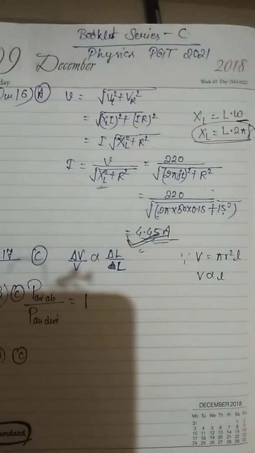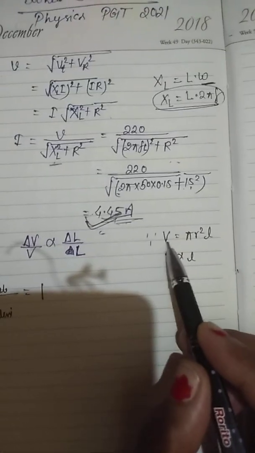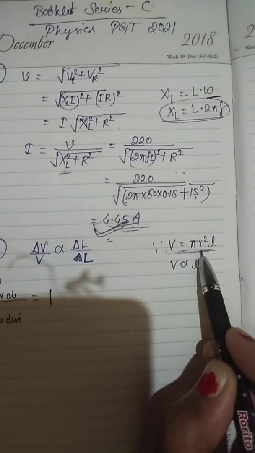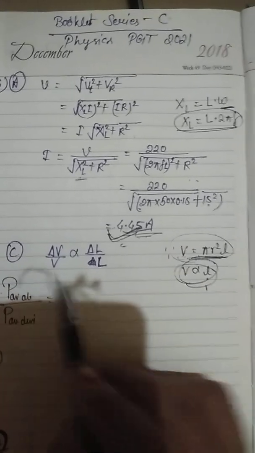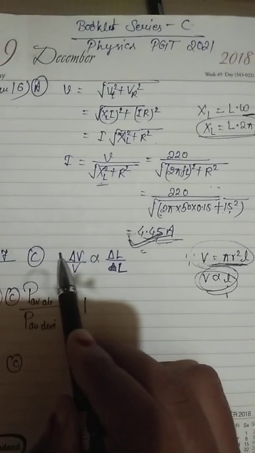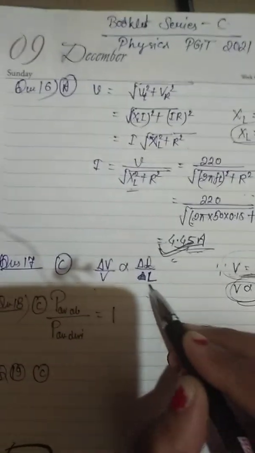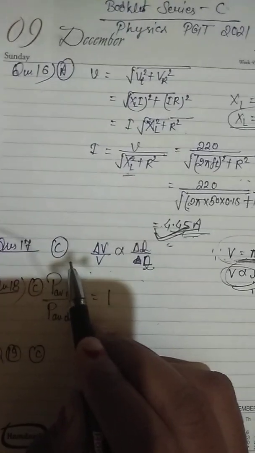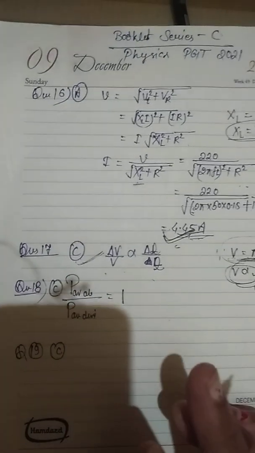Let us start with question number 17. As we know, V is equal to pi r square L. So V is directly proportional to L. So del V upon V is also proportional to del L upon L. So its correct option is C. Question number 17, correct option C.